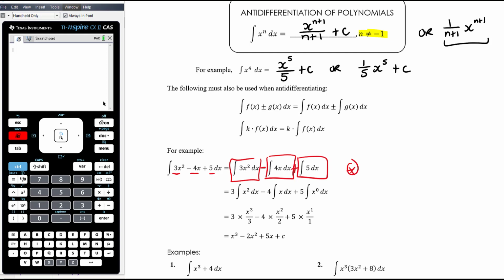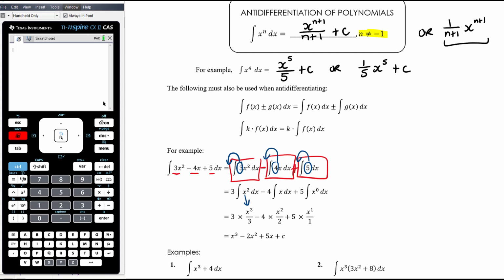The other thing to think about is that the constant terms don't affect the antiderivative. So the 3, we're essentially just anti-differentiating x squared and multiplying that answer by 3. We're essentially just anti-differentiating x and multiplying that answer by 4. And we're essentially just anti-differentiating x to the 0 and multiplying that answer by 4. Okay, so that's essentially what we're doing here.